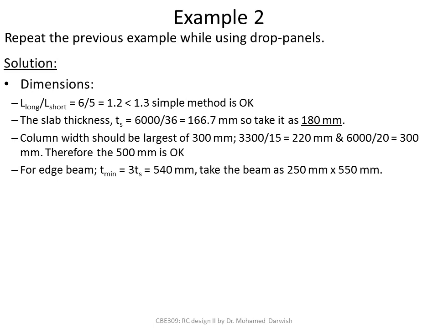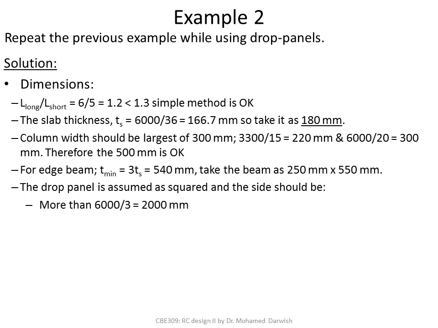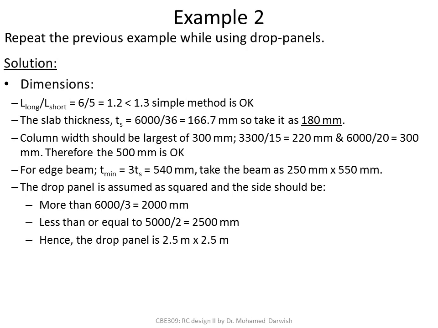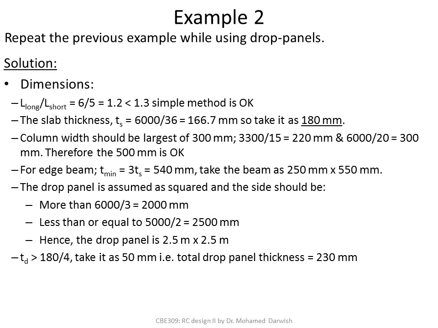So now you could notice that everything is getting lighter. The slab is lighter, the edge beam is lighter, so you are actually saving in concrete by having a drop panel. The drop panel is assumed as squared, and the side should be more than 6000 over 3, which is 2000 millimeter, and less than or equal to 5000 over 2, which is 2500 millimeters. So simply take the drop panel to be 2.5 meters by 2.5 meters.